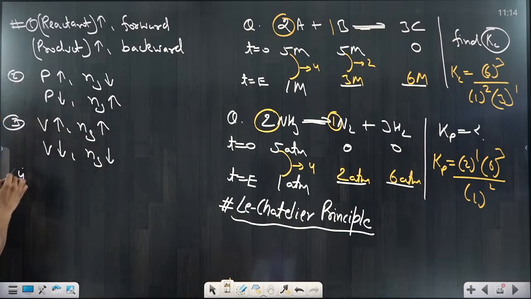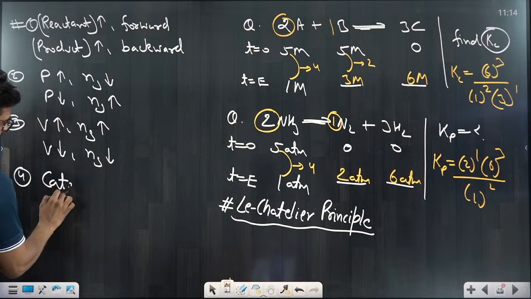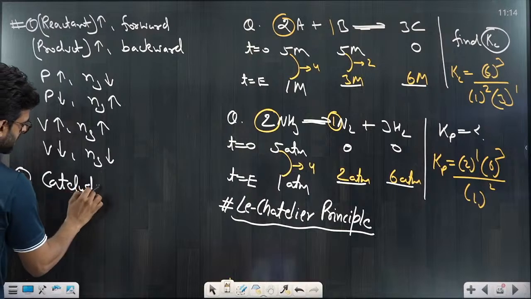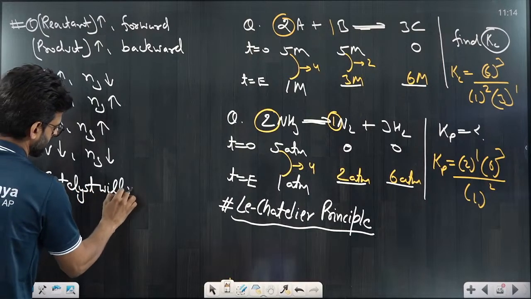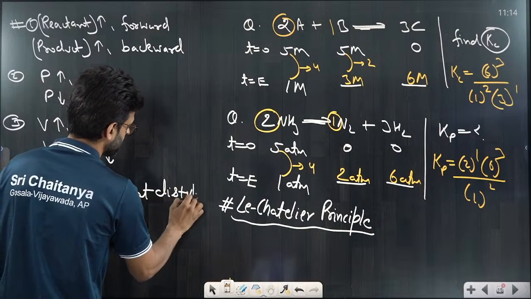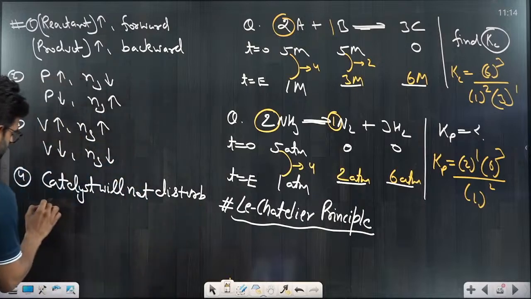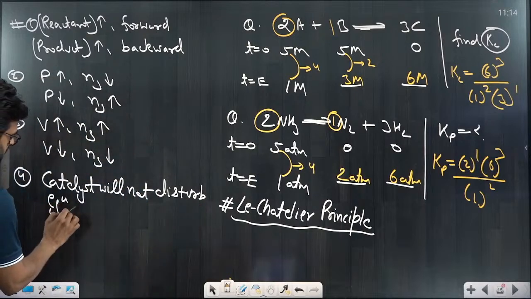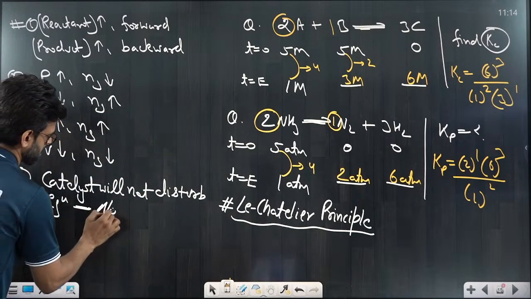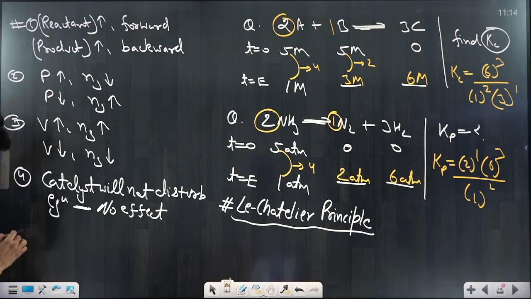Whereas fourth point, if I say, catalyst will not affect equilibrium. Catalyst will not disturb the equilibrium. No effect, you can say. We'll say in short, no effect, right? The next point, fifth point, we can plan better.